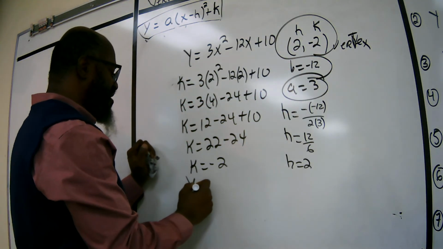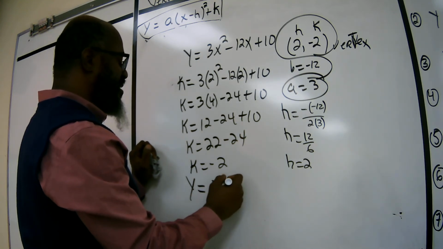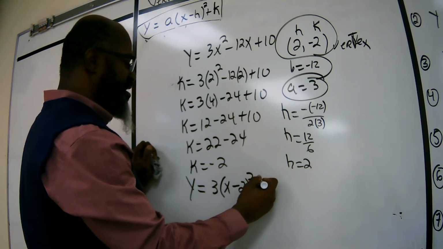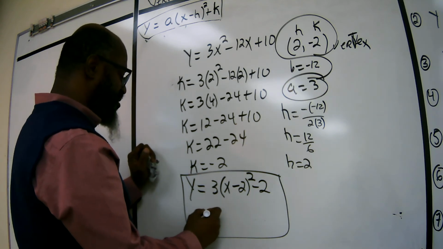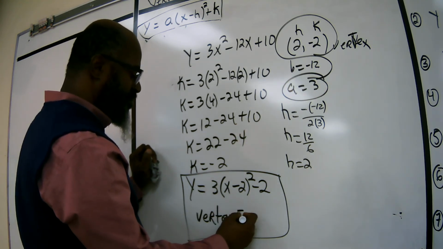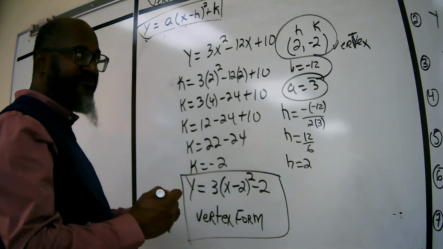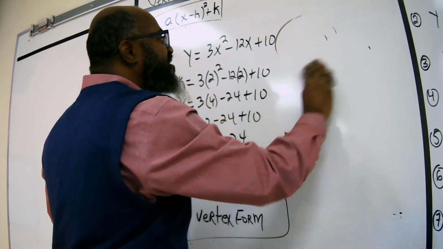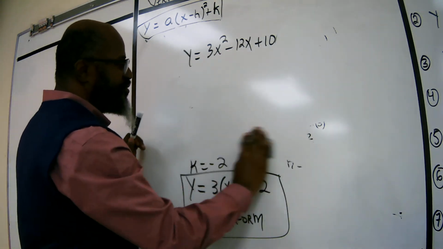Then I will have y equal a, which is 3, times x minus 2 squared minus 2. My equation is in vertex form using baby steps. Let's do the big boy step, completing the square. After all, it's not just for big boys. It's just faster, more organized, more neat, more professional. So that's what I'm hoping for you.